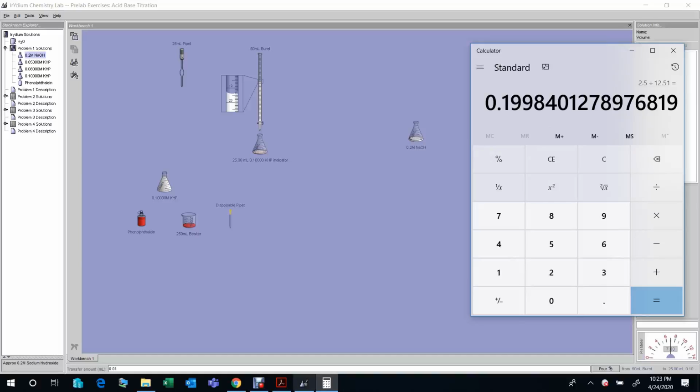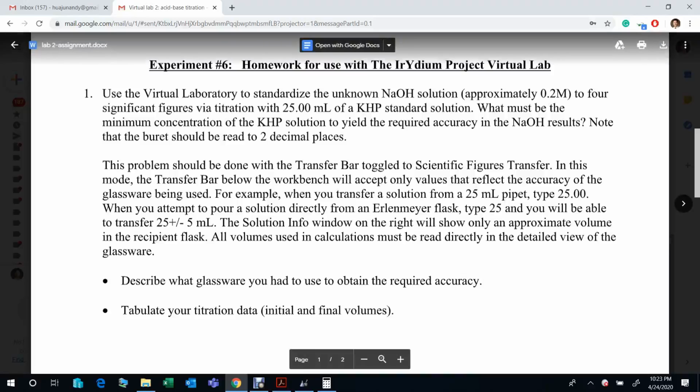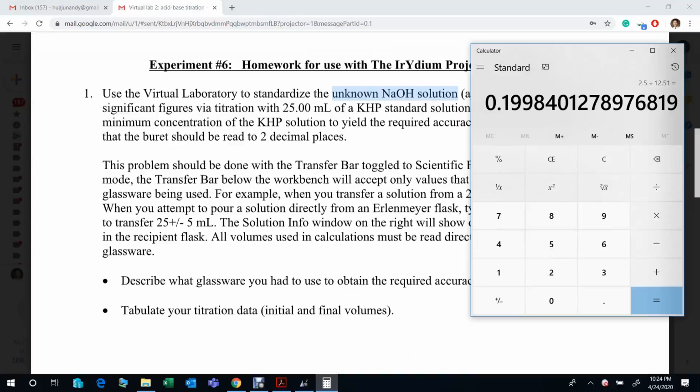Then here's the concentration of sodium hydroxide we figured out. According to the procedure, we need to find the concentration of sodium hydroxide down to 4 significant figures. Then we should write the concentration 0.1998. So that's the concentration of sodium hydroxide.